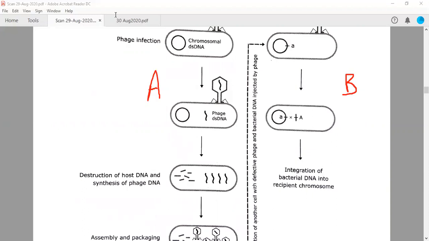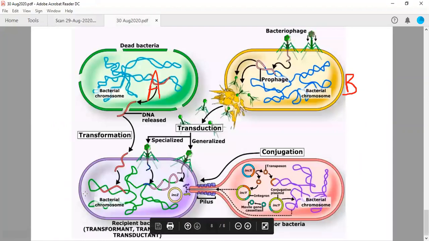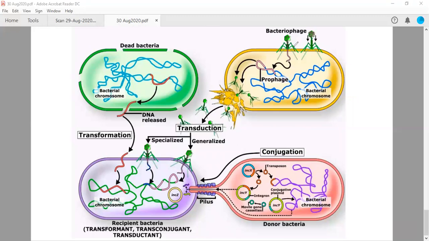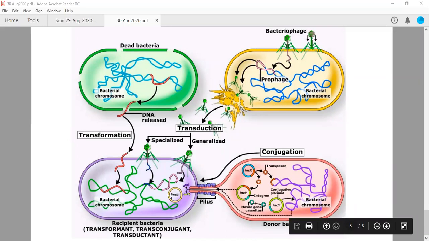So I will show you in this slide. In all the three processes, they have different names, so please do not get confused. Always, if it is coming from outside, then the bacterial fragment is known as. So this is the process of transformation, this is transduction, this is conjugation. This one diagram summarizes all the three processes.